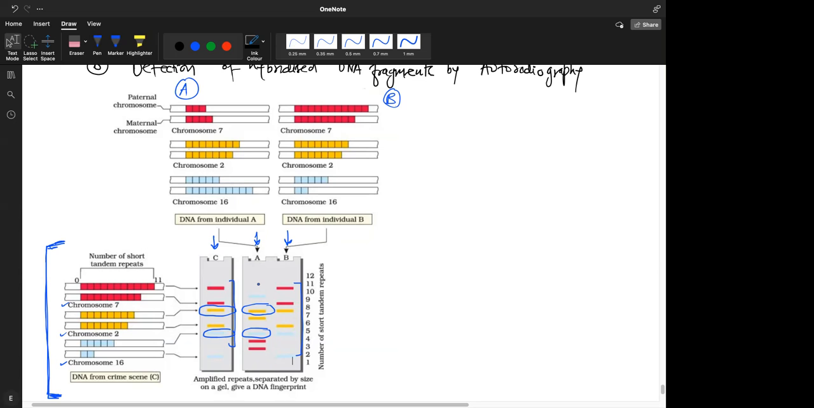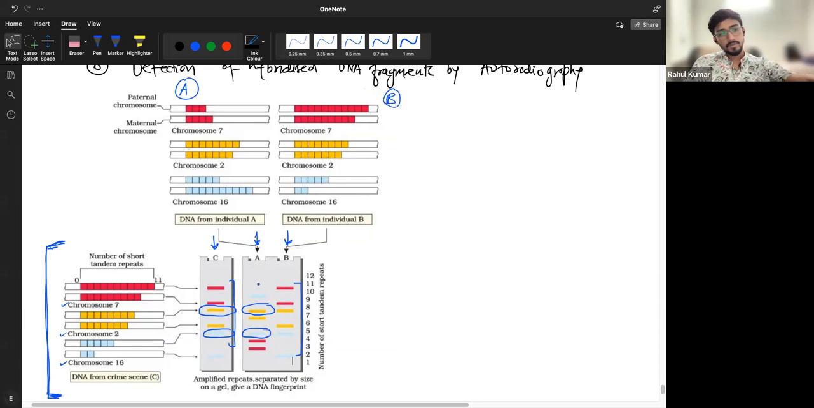Yes. Now let me confuse you a little bit and ask you, in case of a paternity test, let's say you're testing for a biological father, what will be the difference in the detection?